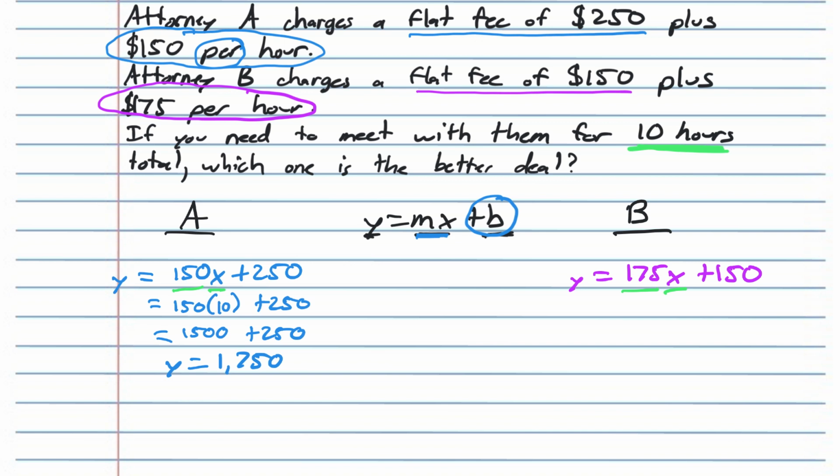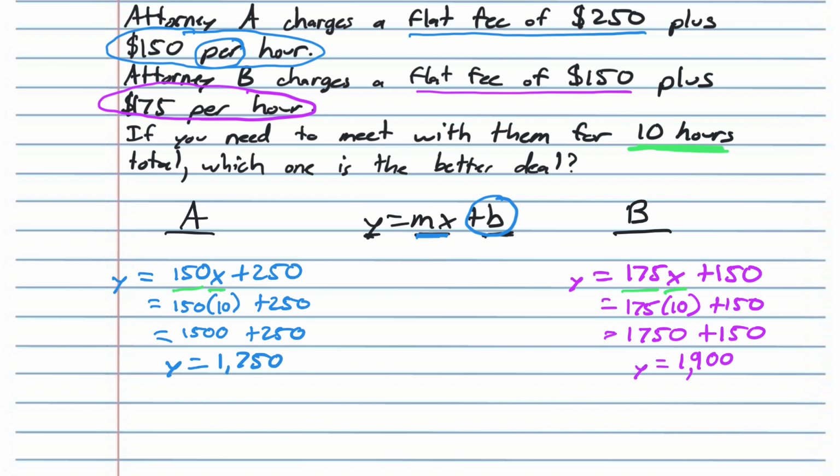Now we're going to check attorney B. So attorney B, same idea for 10 hours. We're going to plug that in. So 175 times 10 plus 150. Again, 10's a little bit easy. It's not too bad. Just add a 0 on the end. So 1,750 plus 150. And then we can use a calculator for that if we need to, and we get 1,900.